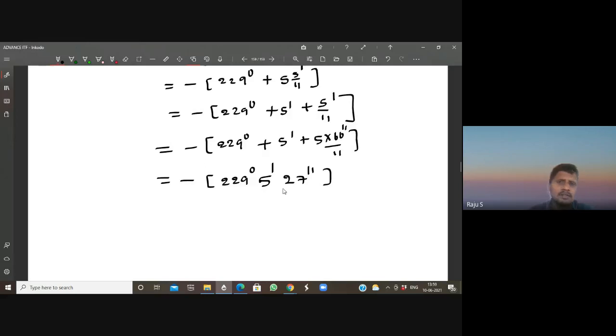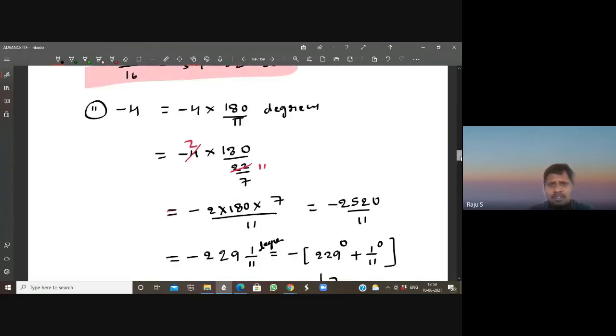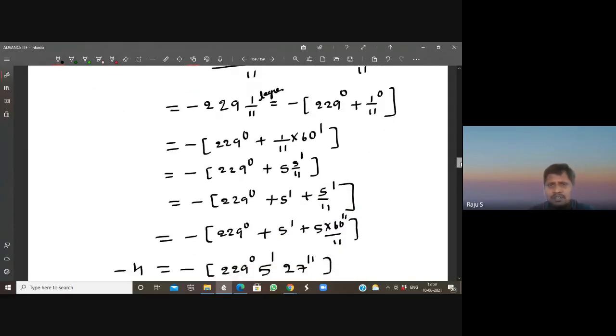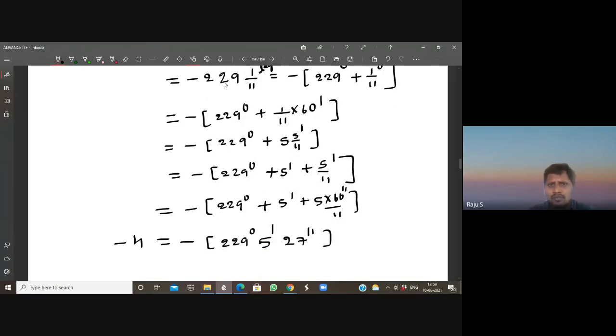Right. So this is the value of minus 4 in degrees. What I have done, just multiplied with 180 by pi, and the pi value I replaced with 22 by 7. After that, simplified. So we get minus 229, 1 by 11. So you can write plus 1 by 11. Now this 1 by 11 is a fraction, converted into minutes by multiplying with 60. Again, the remaining value is 5 into 5 by 11 minutes. So you can write 5 minutes, 5 by 11 minutes. 5 by 11 converted into seconds by multiplying with 60.